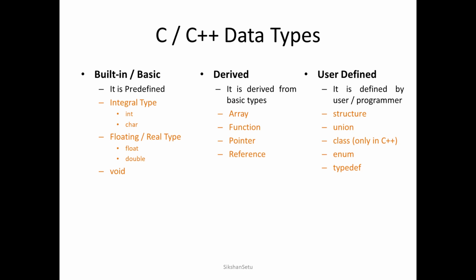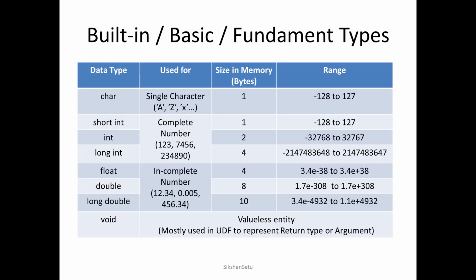These are different user defined types. In today's video we will be talking only on built-in types. So what are the different built-in, or we can say basic or fundamental types? First of all, character. Character can be specified by char, and it is used for a single character, like we can see on the screen: single quote A, single quote Z, single quote X. All characters are represented by single quotes. That's why all these characters can be represented like this.